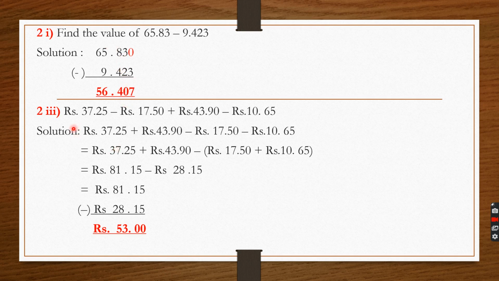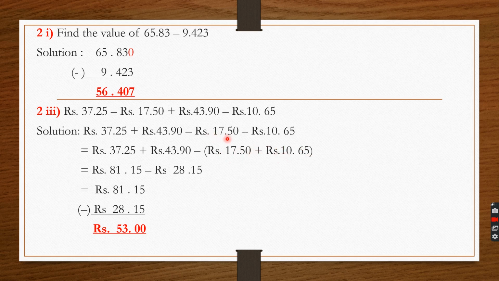Okay. Now the next question has 2 subtractions and 2 additions. That means these 2 numbers are positive and these 2 numbers are to be subtracted. We can rearrange the numbers into those which are to be added: 37.25 and 43.90 can be added, and these 2 are to be subtracted. I rearrange these numbers, and now I am taking the minus outside. When you take minus outside, these 2 numbers have to be added.